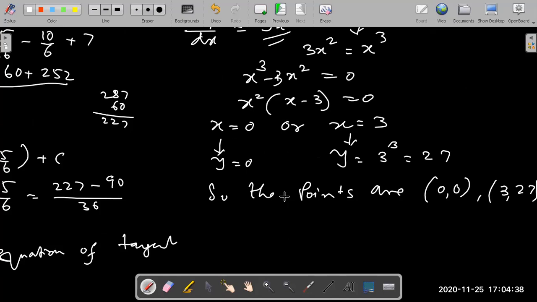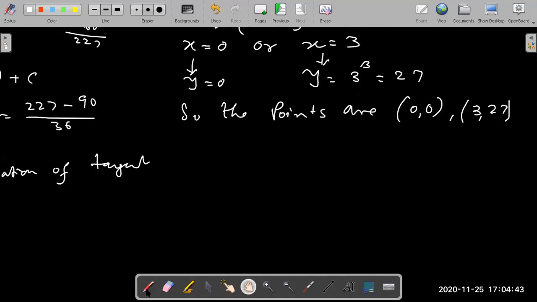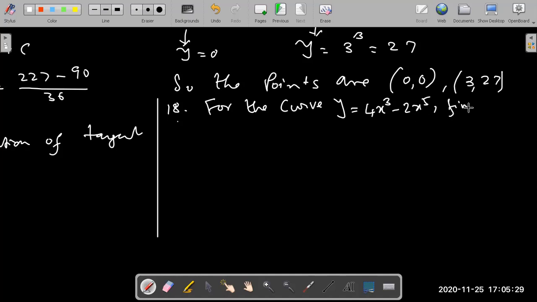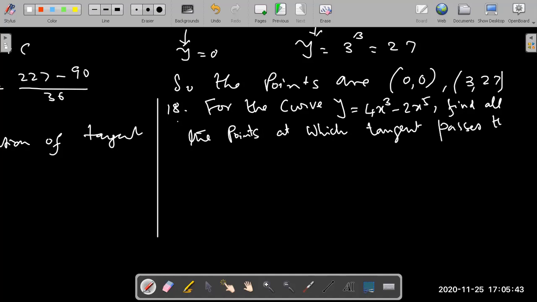Next comes the 18th question. For the curve y is equal to 4x cubed minus 2x to the power of 5, find all the points at which the tangent passes through the origin.